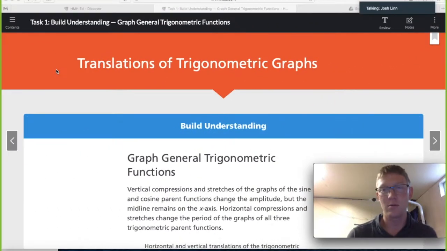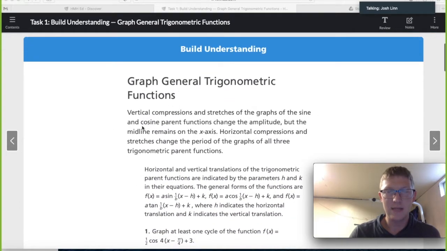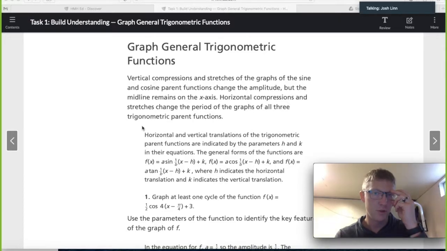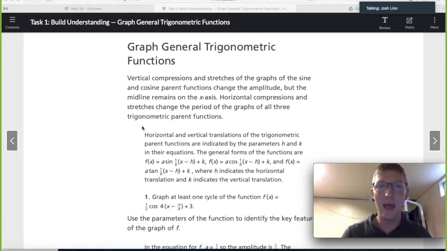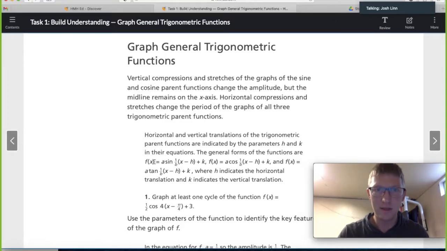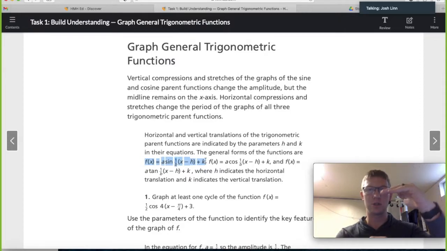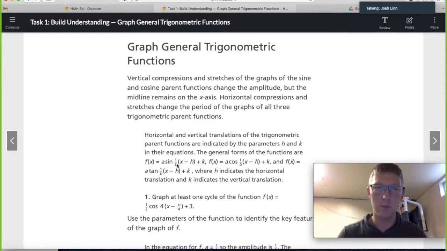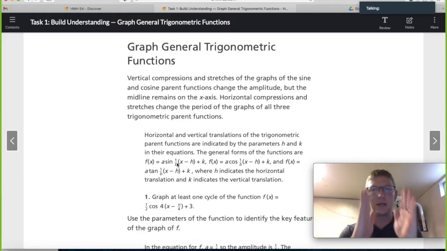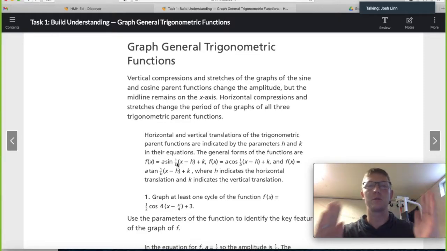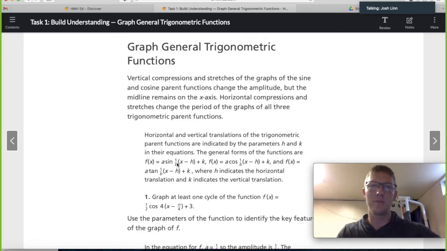We'll be translating, or moving, the graphs of our trigonometric functions. As a friendly reminder, we've got our A. If we're looking at something like this, our A represents our amplitude, which also indicates a vertical stretch. We've got our B, or 1 over B, which indicates a horizontal stretch or compression, depending.